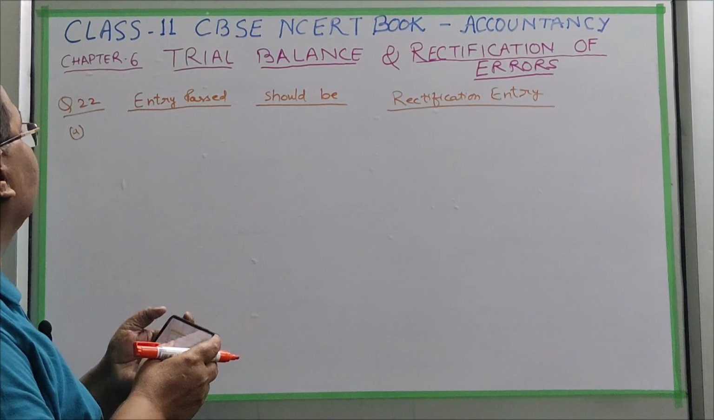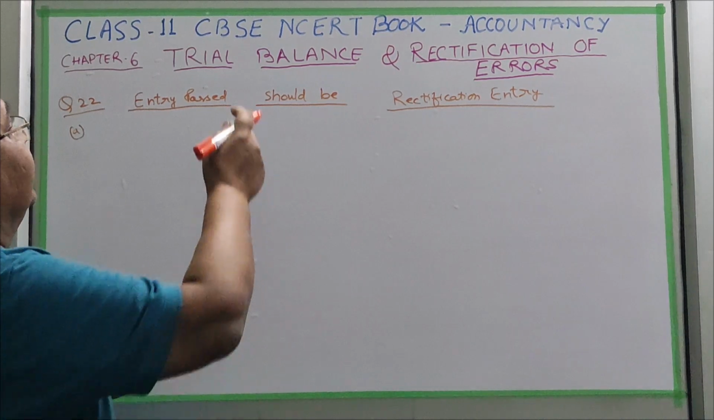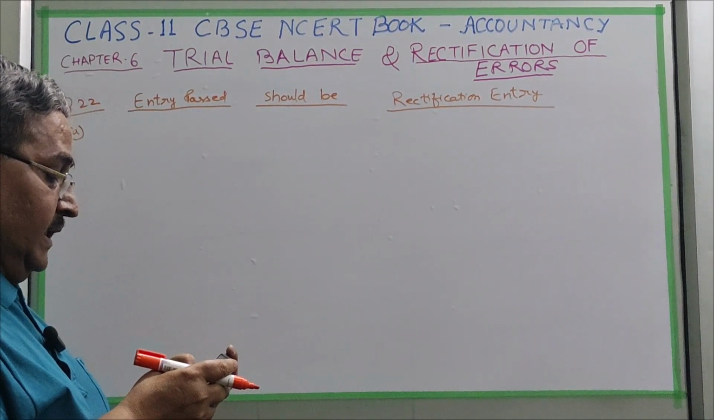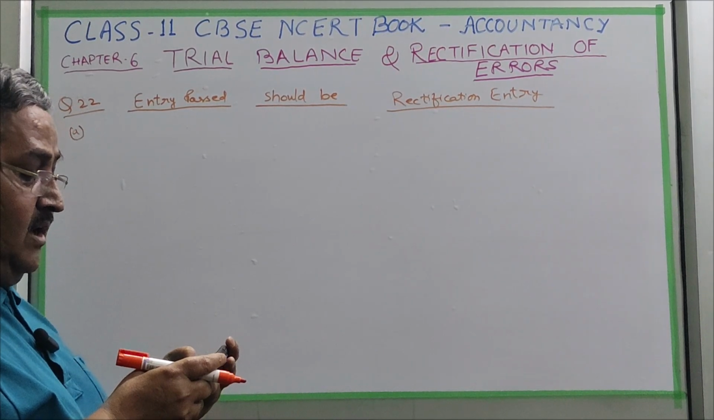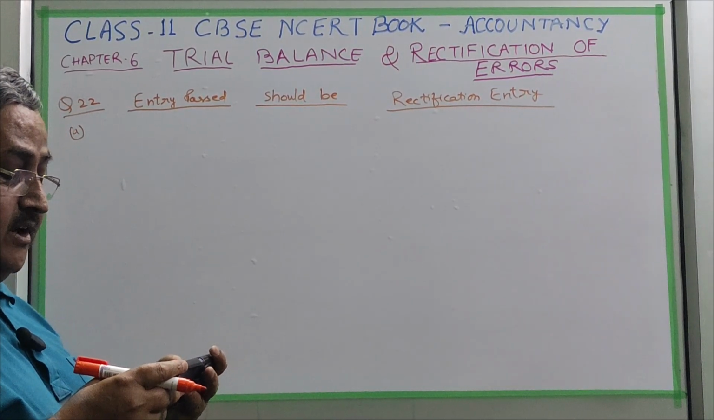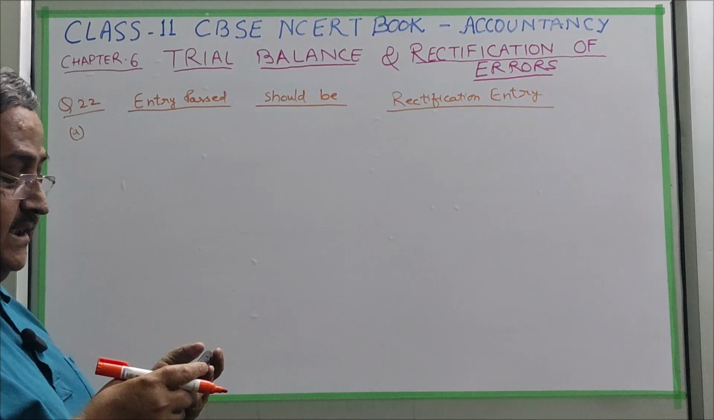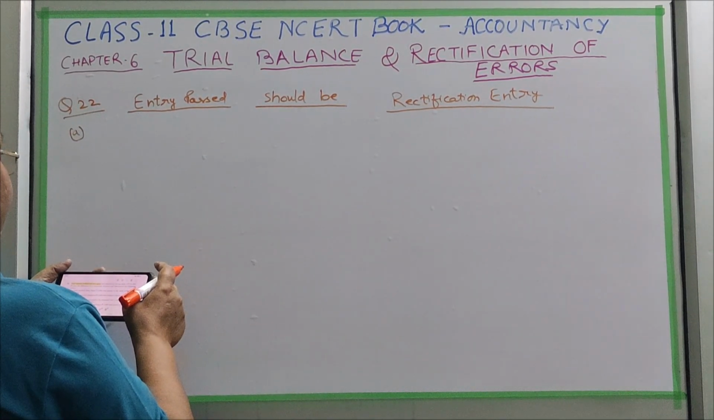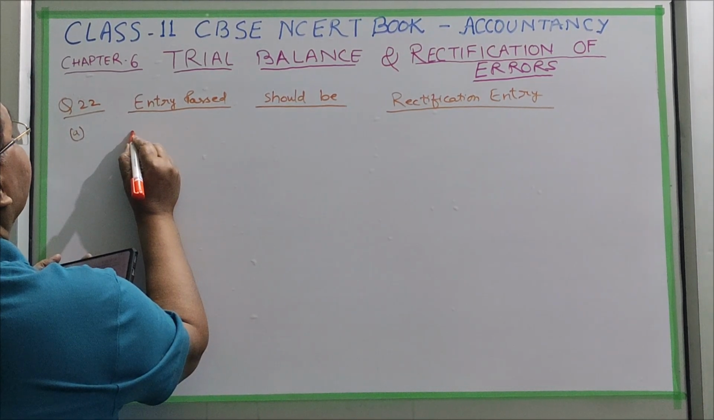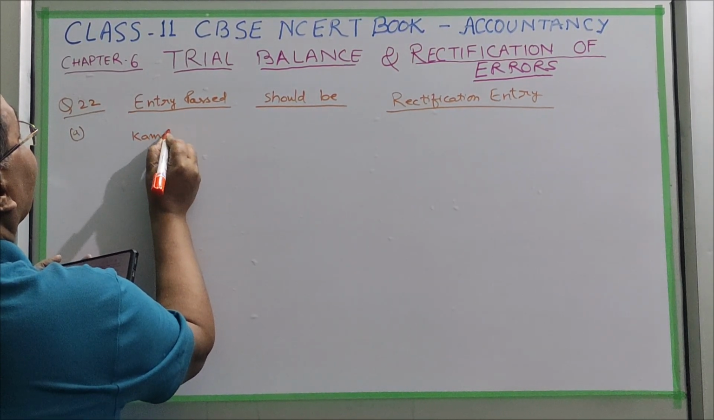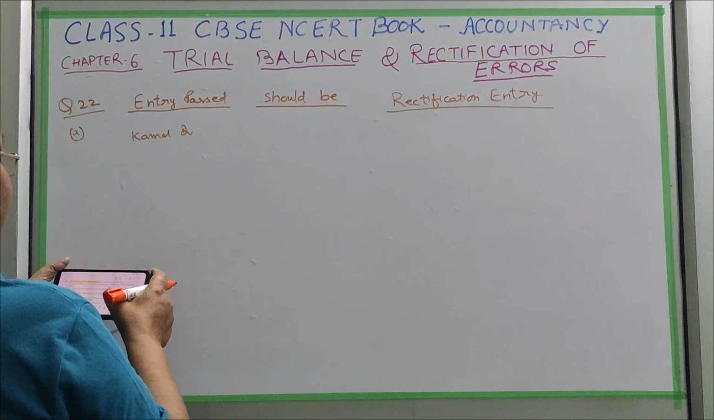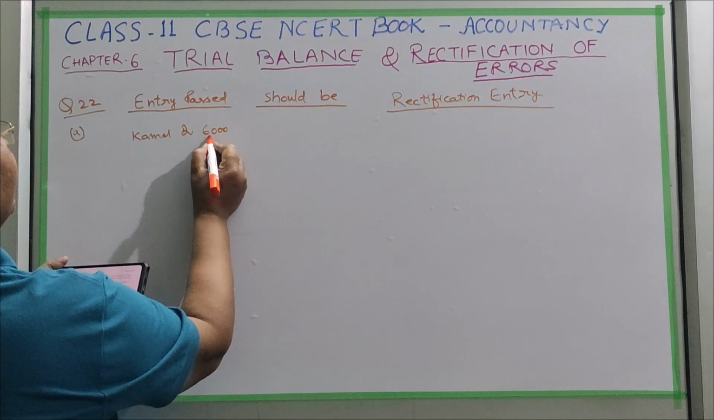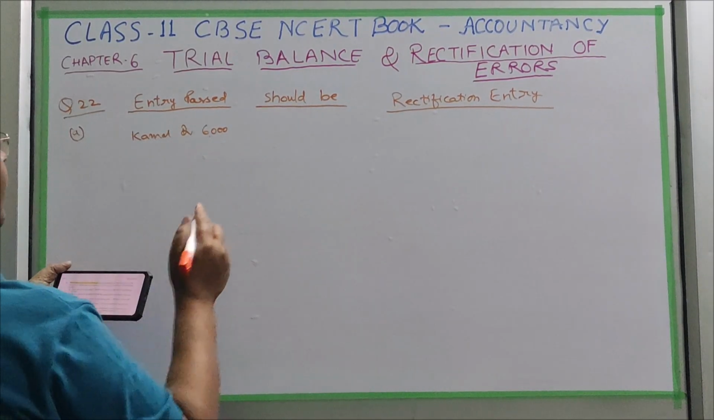Now question number 22 of this trial balance rectification of errors. Cash received from Rajat 5,000 was posted to the debit of Kamal. Received from Rajat, and what you have done? Debit of Kamal. So Kamal debit you have done 6,000. Okay.